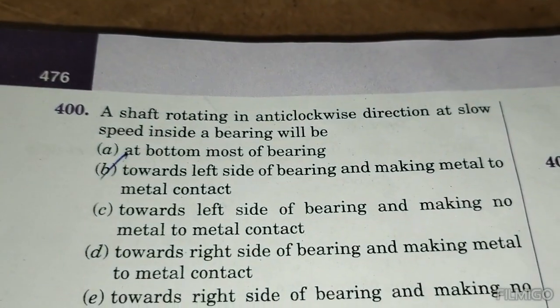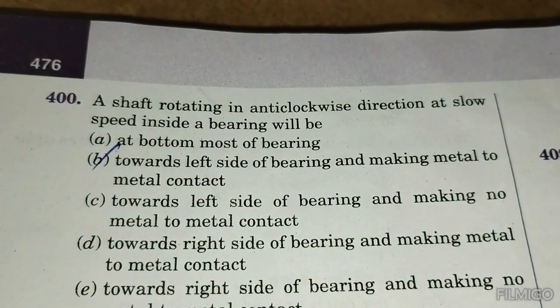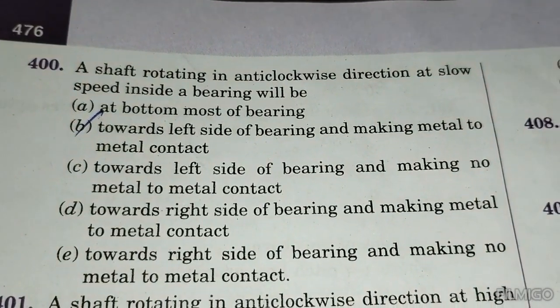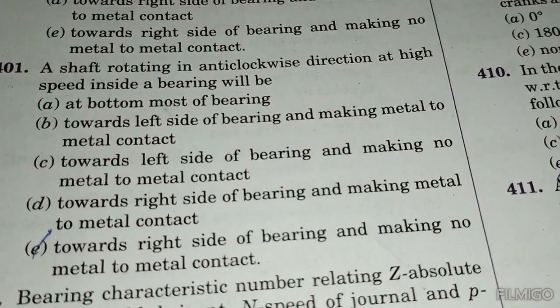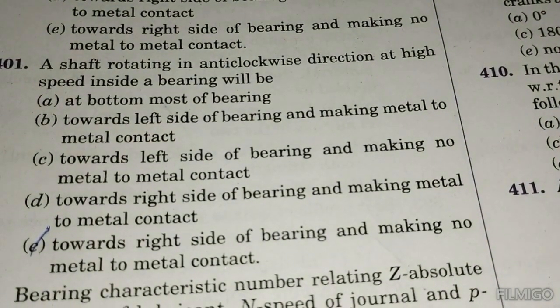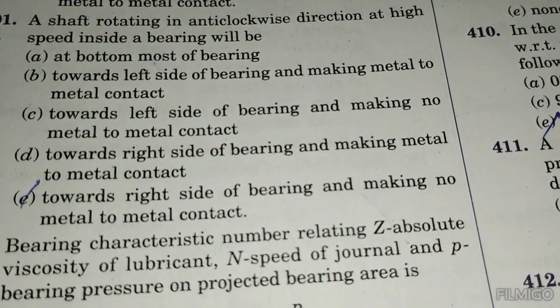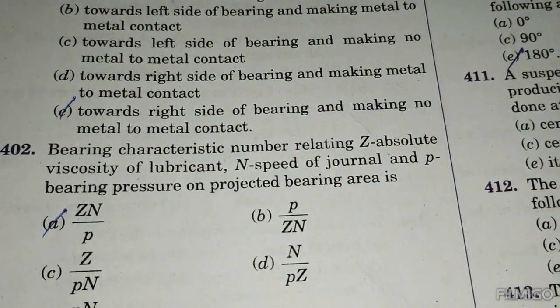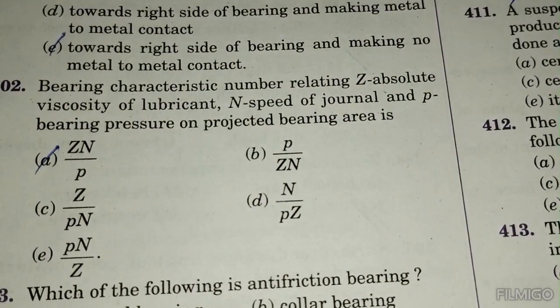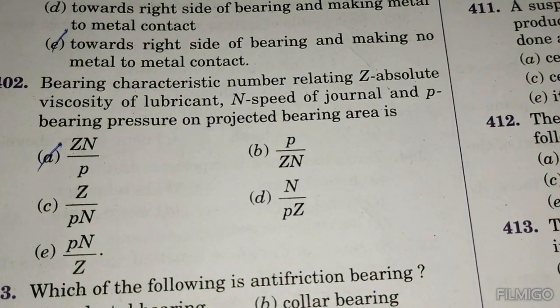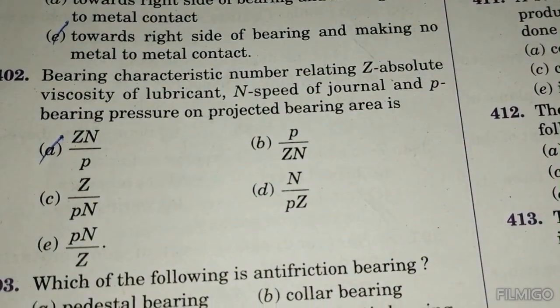A shaft rotating in anti-clockwise direction at low speed inside the bearing will be towards the left side of the bearing, making metal contact. A shaft rotating in anti-clockwise direction at high speed inside a bearing will be towards the right side of the bearing, making no metal contact. The bearing characteristic number, relating Z, the absolute viscosity of lubricant, N, the speed of journal, and P, the bearing pressure on projected bearing area, is ZN by P.